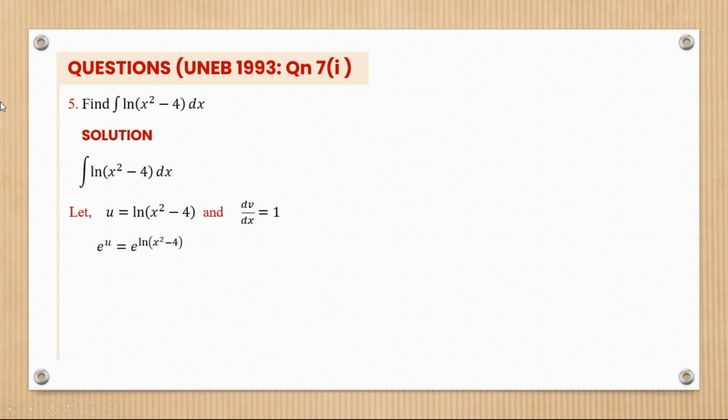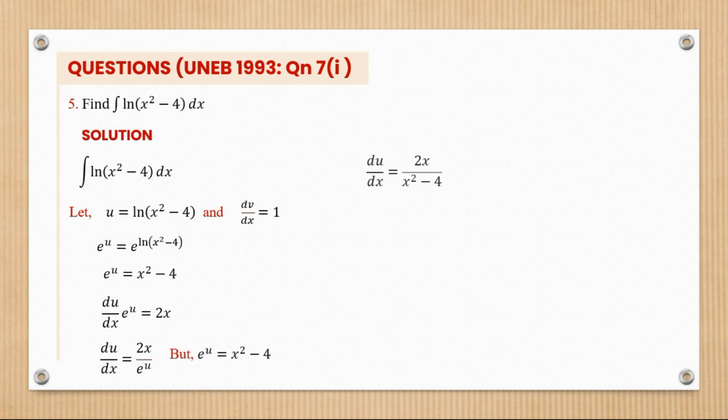The best way of solving this is by adding an e to both sides, and we'll have e^(ln ...), and then I'll have e^u being equal to x² − 4. Then differentiating, e^u du/dx shall be equal to 2x, and therefore du/dx shall be equal to 2x over e^u. But e^u is x² − 4, so du/dx is equal to 2x over x² − 4. Now to find the v value, we just have to integrate the 1, and v shall be equal to x.